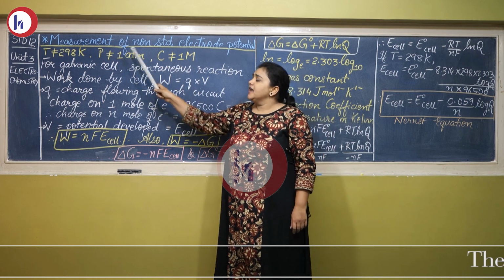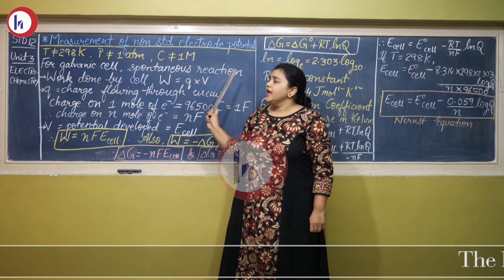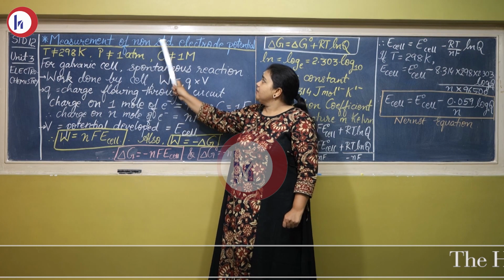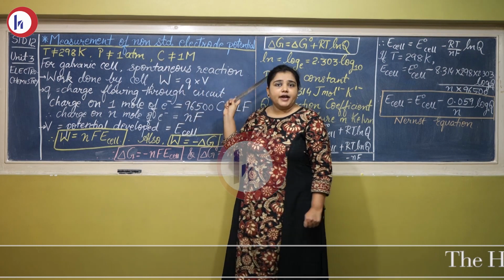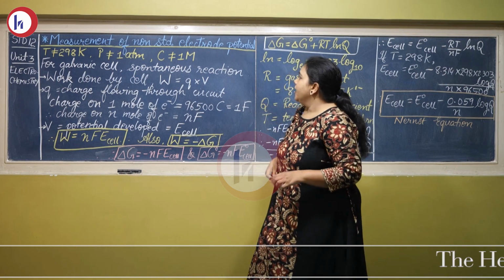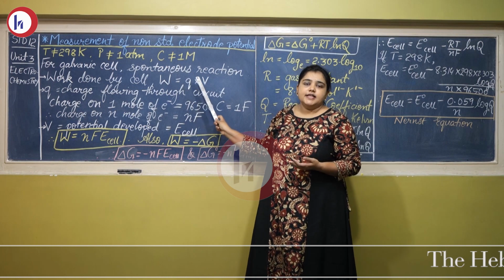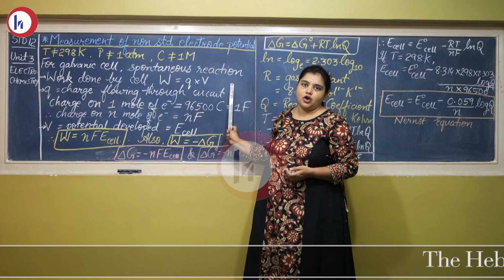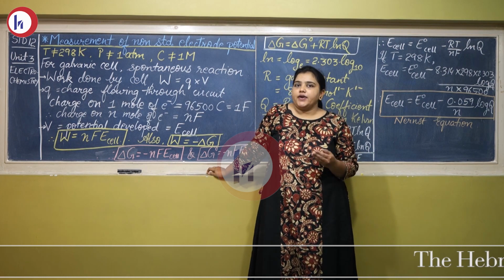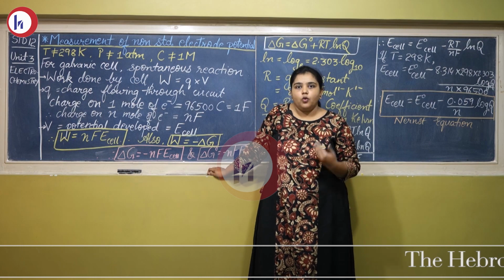In fact, it is not necessary that all the three conditions should be fulfilled. Even if one condition out of this is not there, then we can measure the non-standard electrode potential for a galvanic cell. Now, we know in the galvanic cell, a spontaneous redox reaction occurs, and we have studied what is a spontaneous redox reaction. That is, the reactions occur on their own.